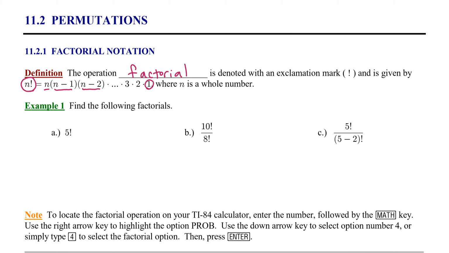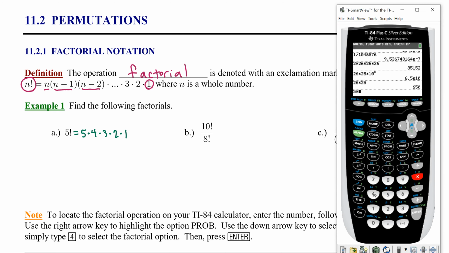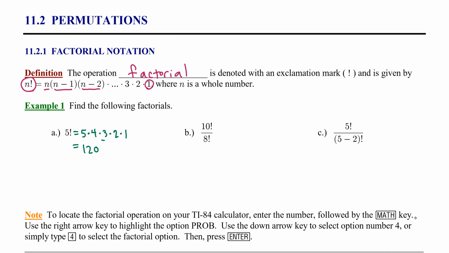Let's find 5 factorial. So again, 5 factorial means 5 times 4 times 3 times 2 times 1. It's the product of 5 and all of the positive integers less than itself, stopping with 1. To evaluate it, we just multiply 5 times 4 times 3 times 2 times 1. So 5 factorial has a value of 120. Now, this is a pattern that we're going to see when we study permutations. Here we're just getting used to this new notation.